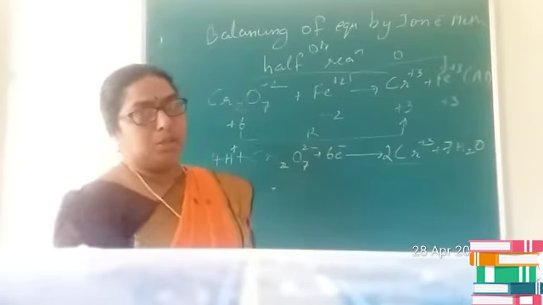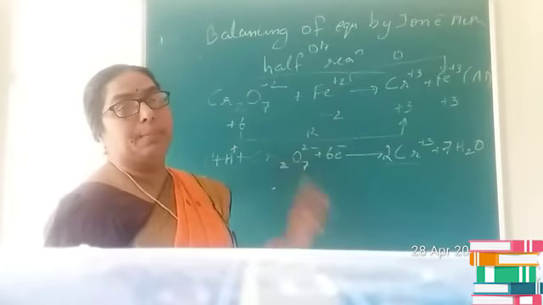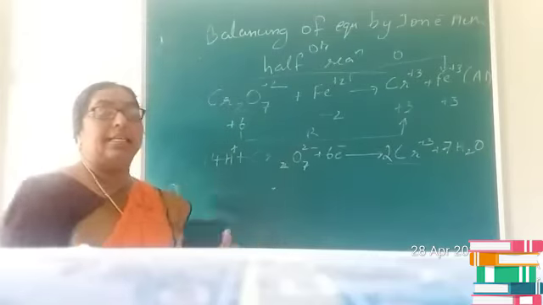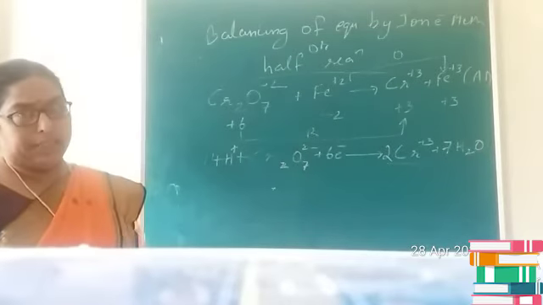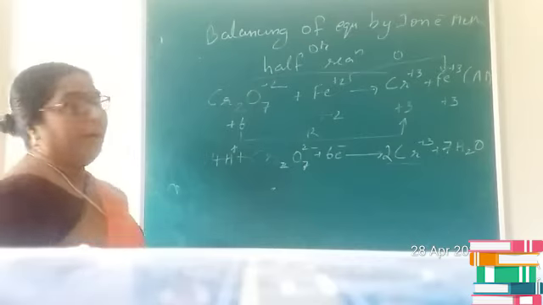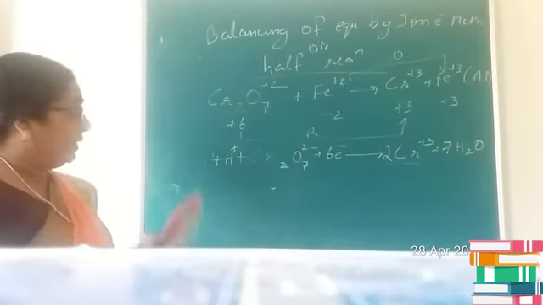find out the difference between the positive charges and add that many electrons on the side where there is an excess of positive charge. Is it clear? So your reduction half reaction is completely balanced.